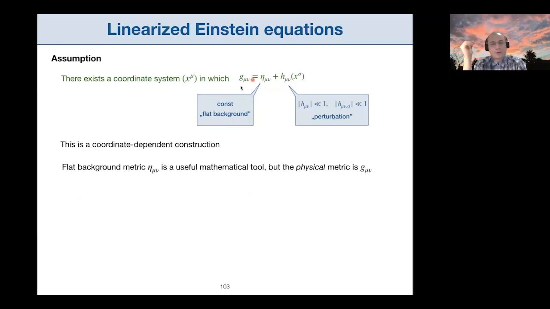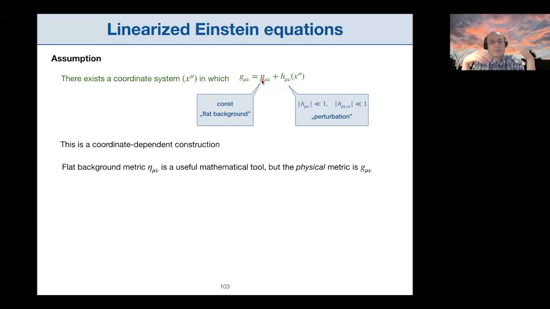This is obviously a coordinate system-dependent construction. Only in a particular chosen coordinate system, or in a class of coordinate systems, can this splitting be made. Because if we introduce, for example, polar coordinates, you will not recover the standard expression for eta. So I assume that there exists a coordinate system in which we can globally use this decomposition.